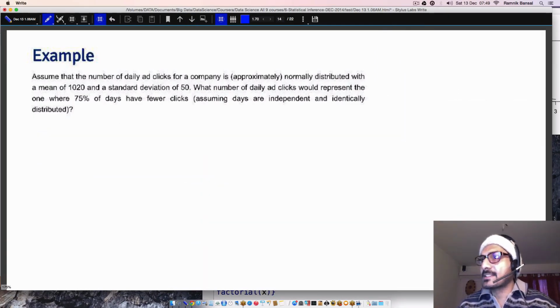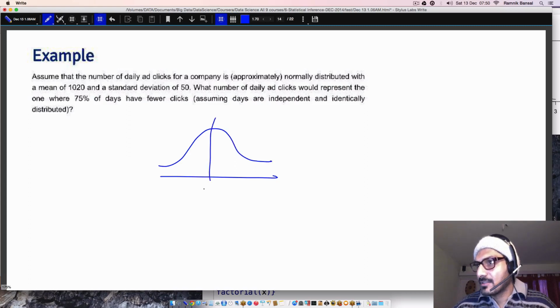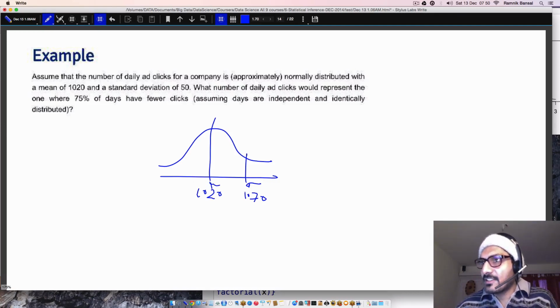Assume that the number of daily clicks is normally distributed with a mean of 1020 and standard deviation 50. What number of daily ad clicks would represent the one where 70% of the days have fewer clicks? So what am I interested in now? 1020 is mu, and this is 1070, my 1 sigma. Then where 75% of the days have fewer clicks, I need the 75th percentile.